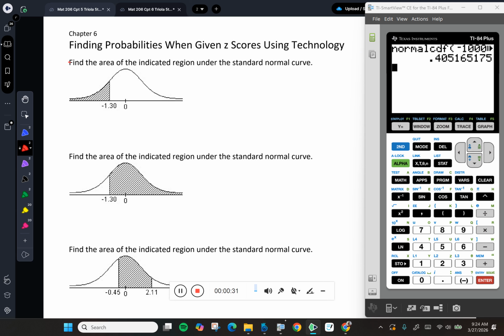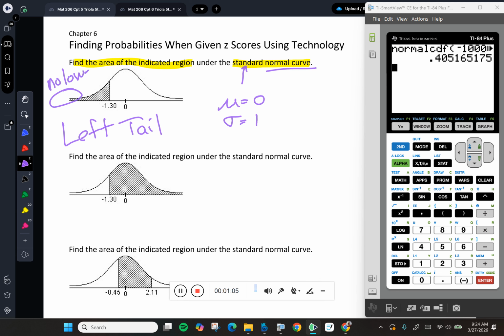We're supposed to find the area of the indicated region under the standard normal curve. Now, as soon as I see that phrase right there, I know that I'm working with a curve that has a mean of 0, a standard deviation of 1, and it's a normal curve. It looks like I'm looking at a left tail problem. And since this is a left tail problem, there is no stated lower limit, but there is a stated upper limit.